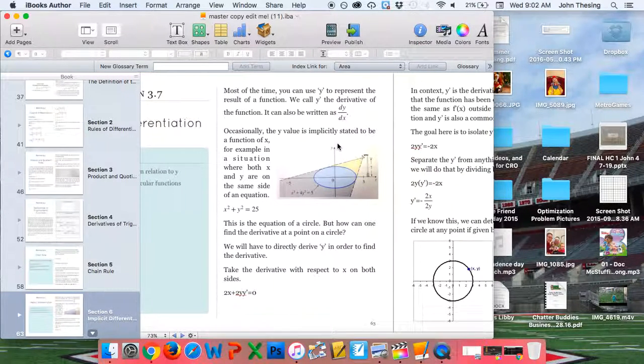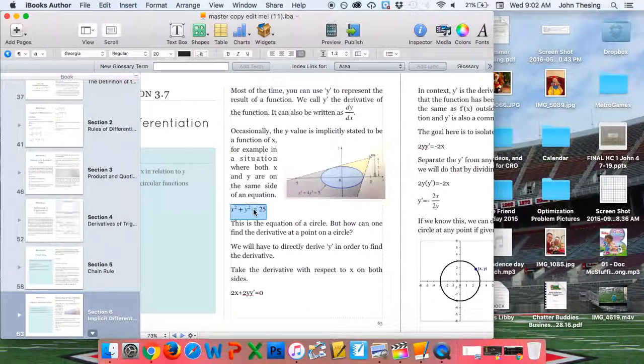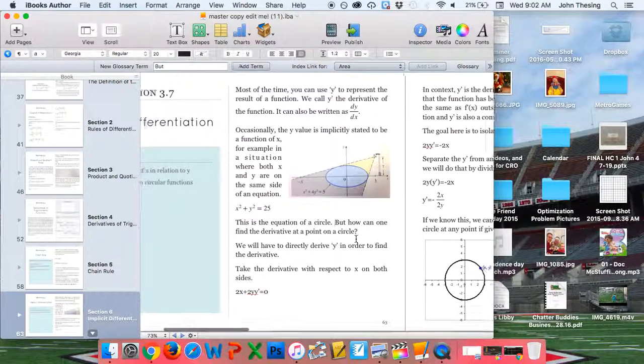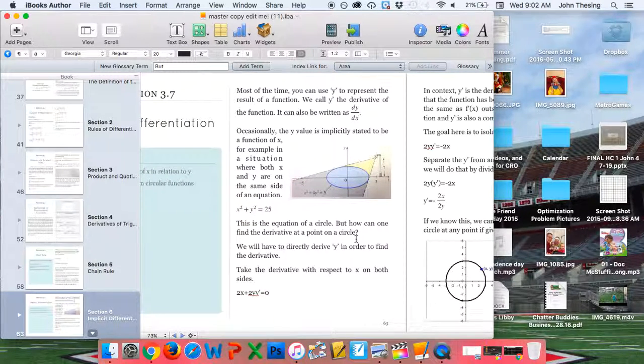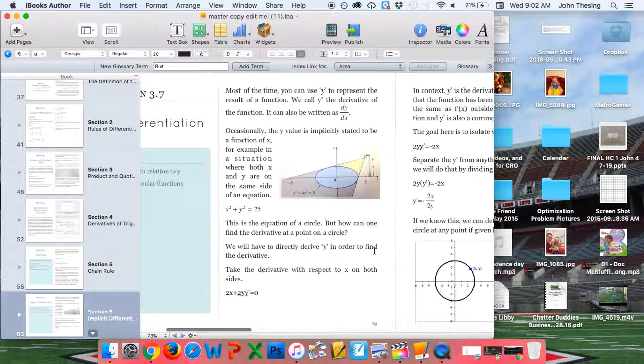Occasionally the y value is implicitly stated to be a function of x, for example, in a situation where both x and y are on the same side of an equation. Like this. Go ahead and center this. This is the equation of a circle, but how can one find the derivative at a point on a circle? We will have to directly derive y. I would also graph this, by the way.